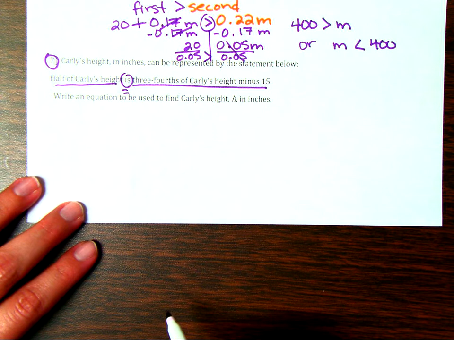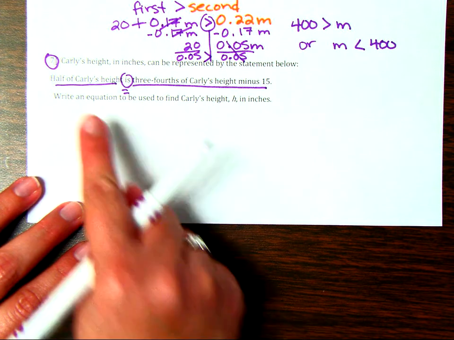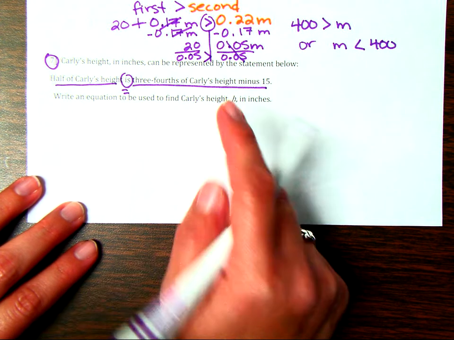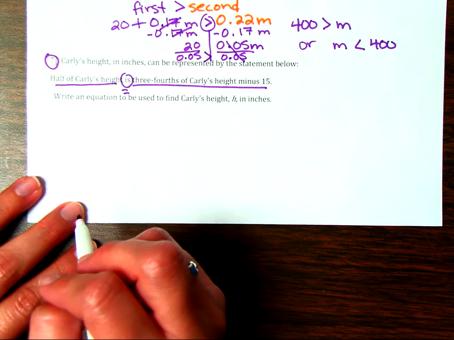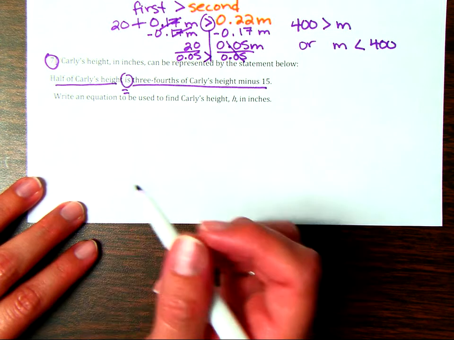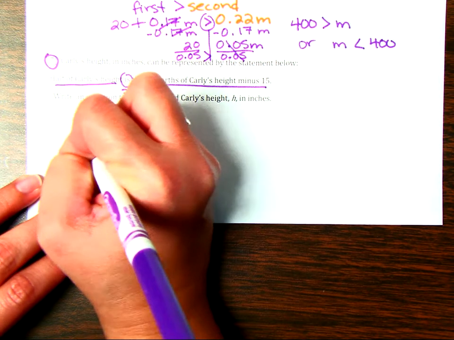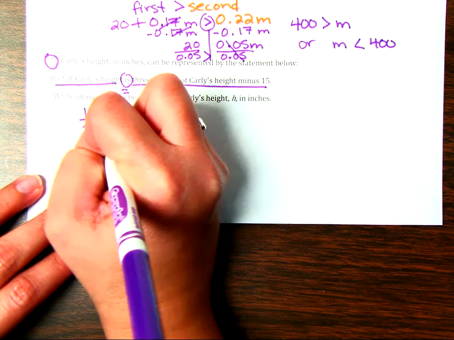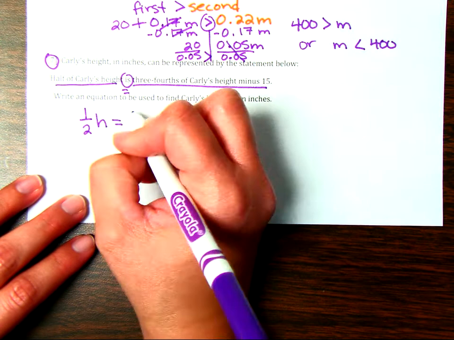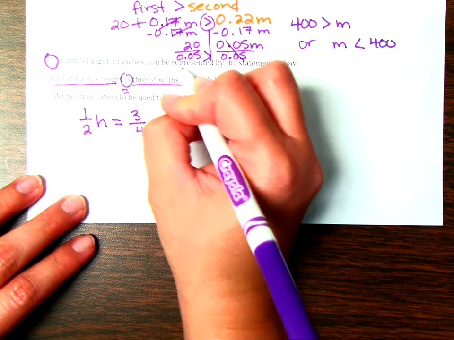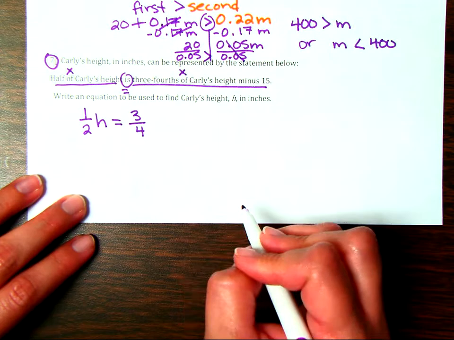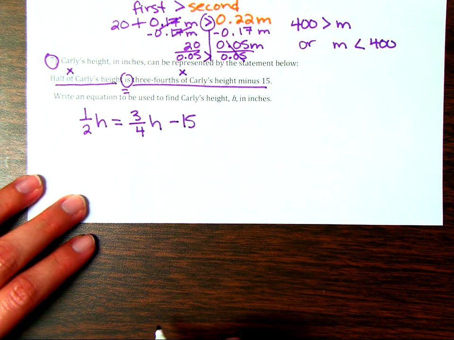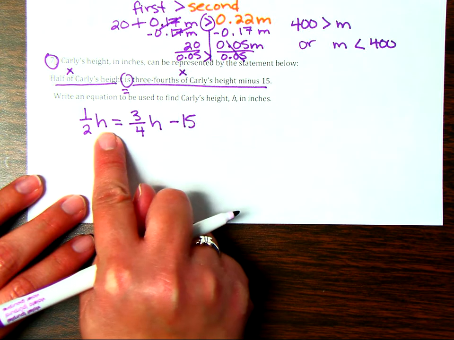Okay? So we're just going to write the equation to be used to find her height if we would like to. Half, if you take half of something, if I said what's half of 10, a lot of you just said divide by 2, but really you're multiplying by 1/2. Of is a keyword for multiplication. So we could say half of her height is equal to 3/4 of, is a keyword for multiply, Carly's height minus 15. Okay, so half of Carly's height is 3/4 of her height minus 15.